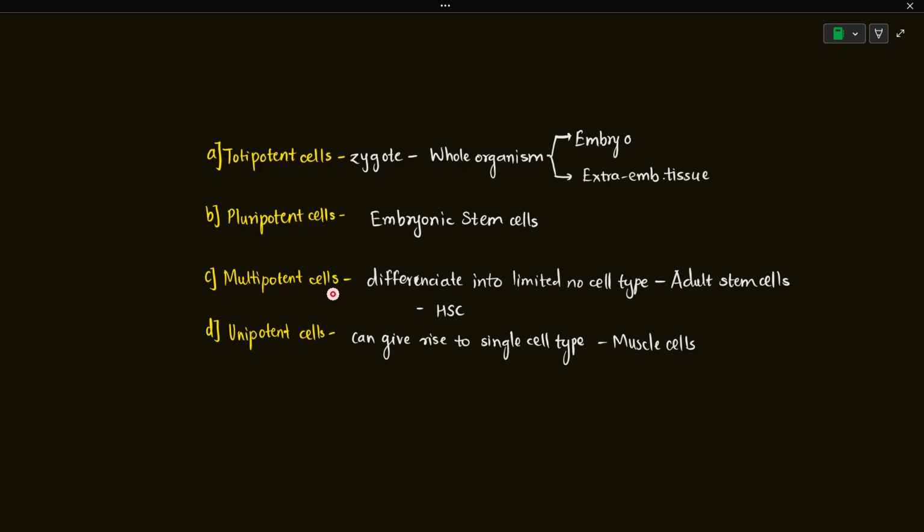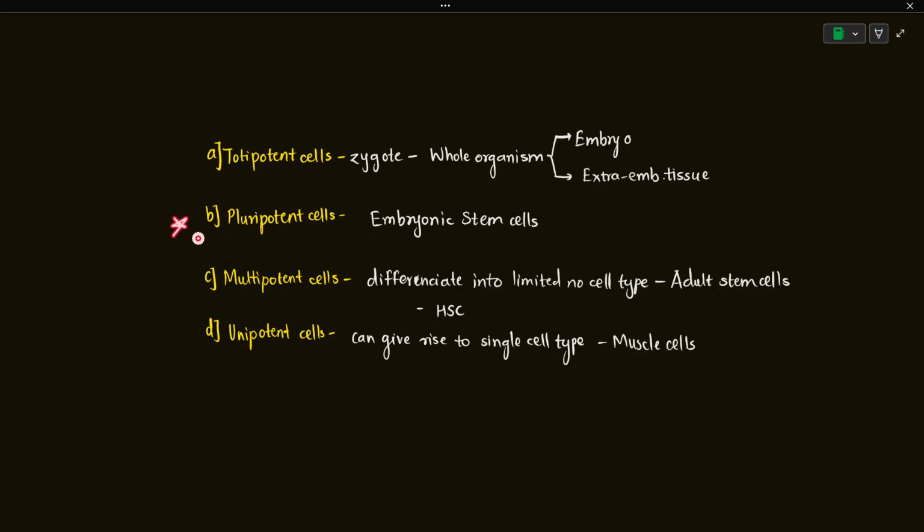For formation of those transgenic mice, we need the pluripotent cells. The pluripotent cells are extracted from the mice. They are taken from the blastocyst stage, the developmental stage blastocyst, and then they are used for formation of transgenic mice.